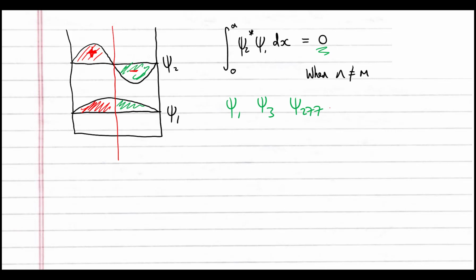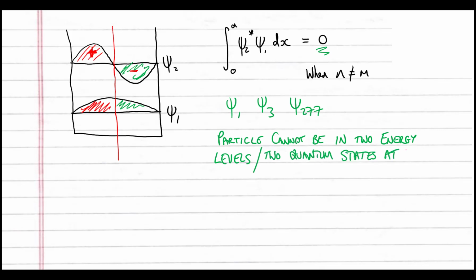And the physical meaning that we're going to take away from this is that the particle, in this case, cannot be in two energy levels. Can't be in two quantum states, really, at the same time. So this is pretty important. We can't have an electron be in two orbitals at the same time. We can't have a particle be in two quantum states at the same time.